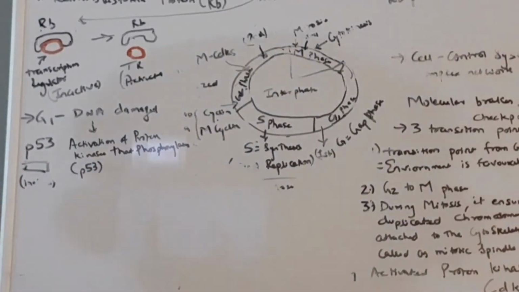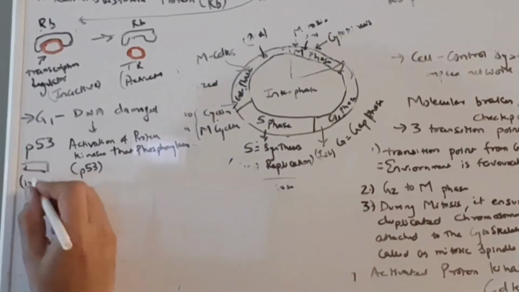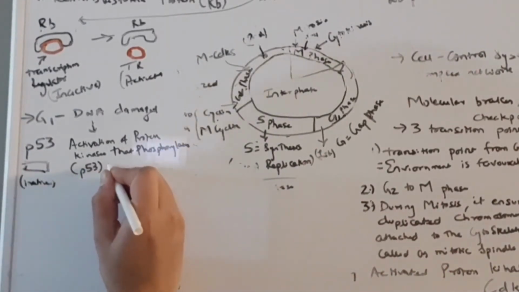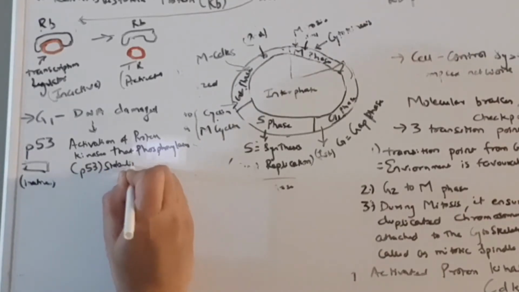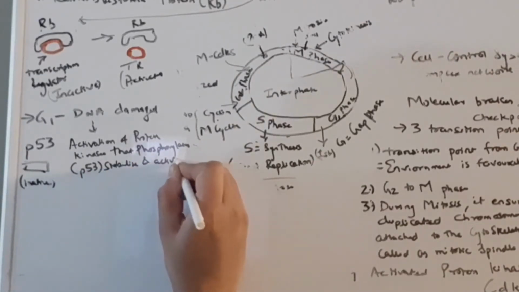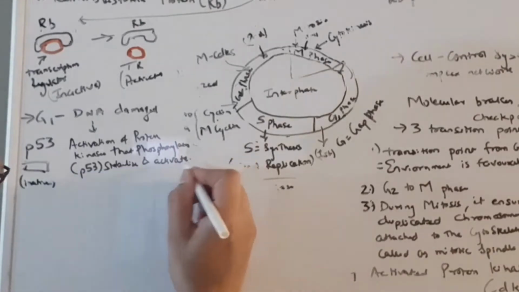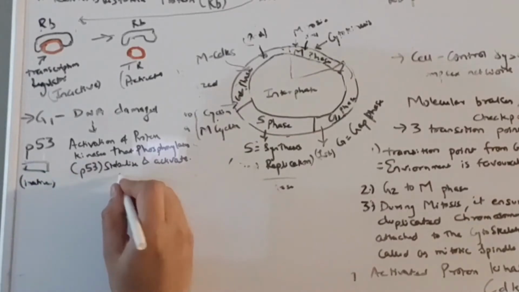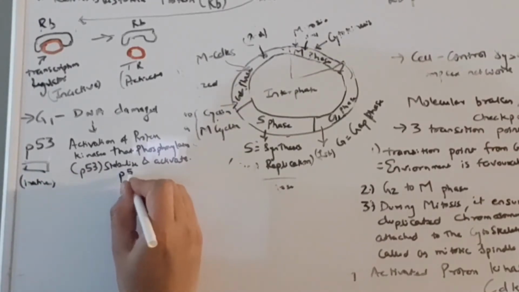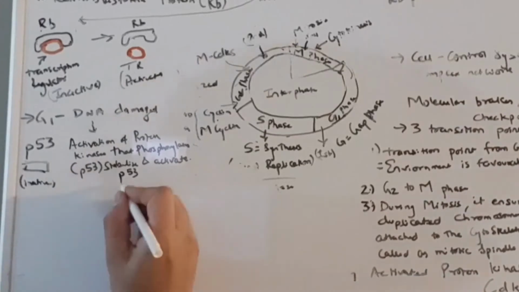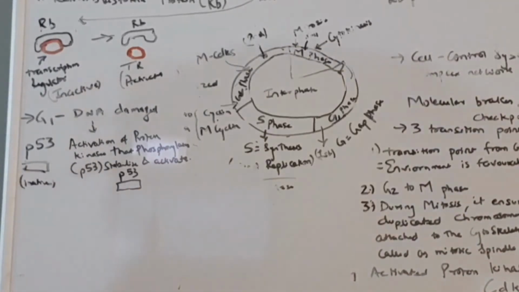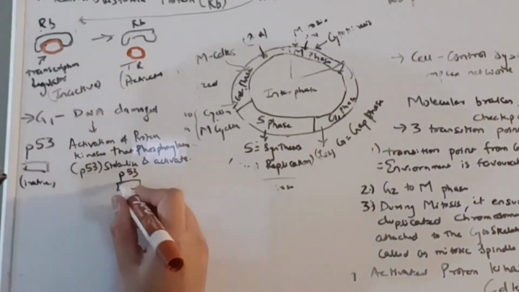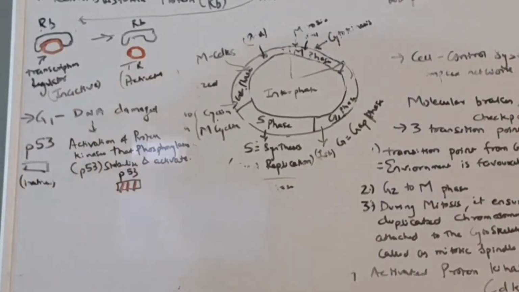P53, that will stabilize. By phosphorylating it, so this is inactive right now, it will stabilize and activate this P53. So right now it is inactive, but after this, P53, for example, like we'll make this block, and with this, like this is activated, for example, this P53 is activated now.